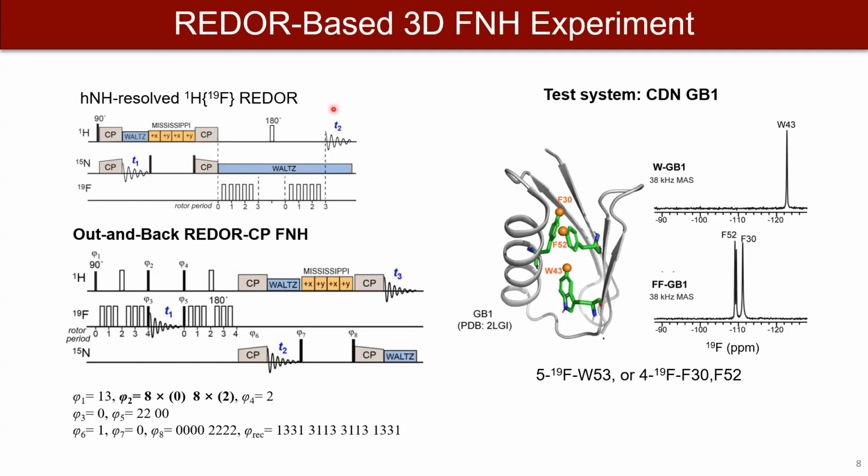We implemented several 3D correlation experiments that involve F and H, and tested them on the GB1 example, with fluorine labeled as either tryptophan or phenylalanine. In the end, we find that the best method uses out-and-back REDOR to correlate fluorine and proton, and then uses CP HNH to transfer the fluorine chemical shift encoded proton polarization to nitrogen, and then back to proton for detection. So we name it the out-and-back REDOR CP FNH experiment. The phase cycling for the experiment is shown here, and later I will briefly describe it.